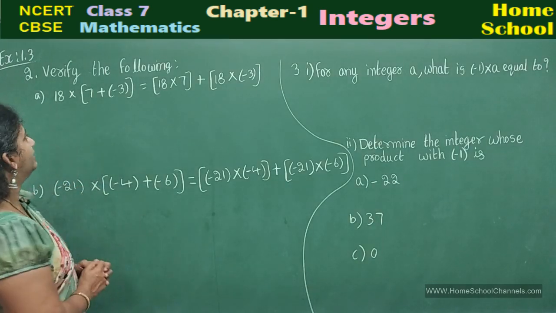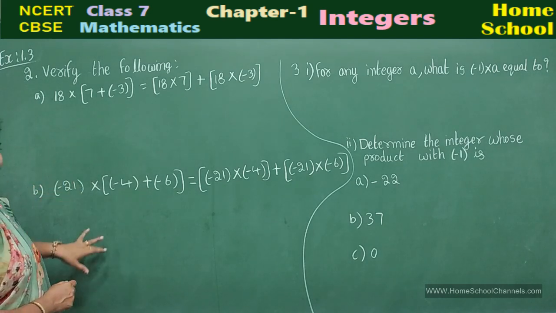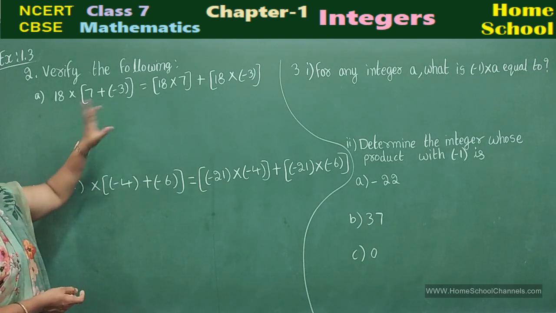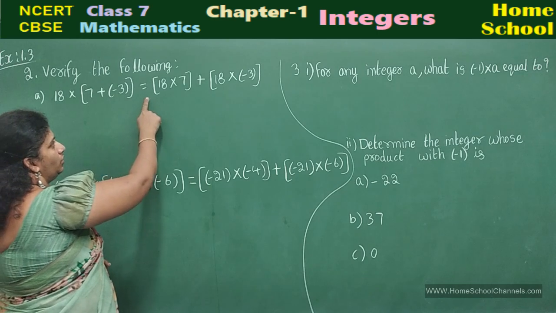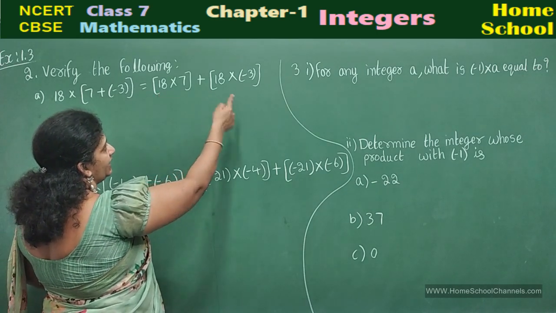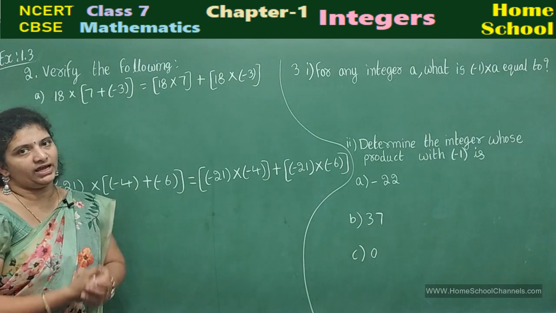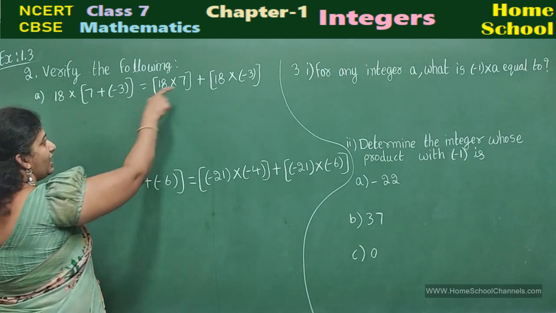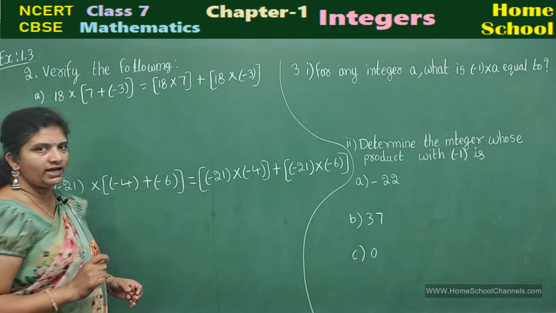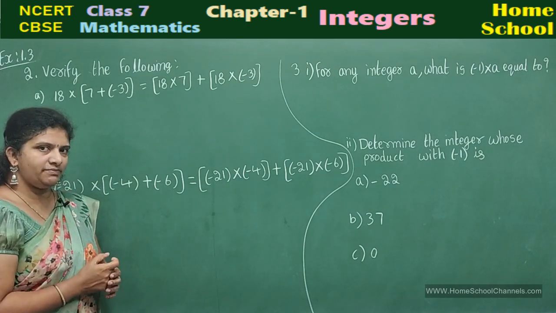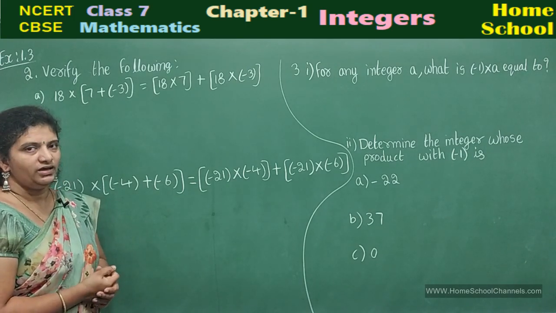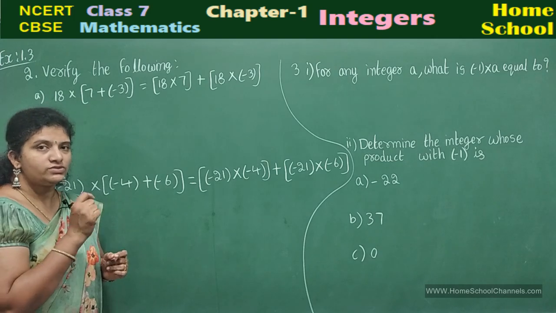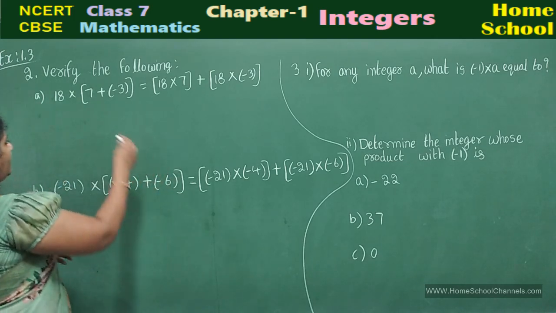Verify the following. You can see 2 sub-questions in this. A. 18 into 7 plus of minus 3 is equal to 18 into 7 plus 18 into minus 3. Verify. What we need to verify? Suppose if you simplify the left hand side and right hand side, do you get both the answers the same? If it is the same, they are equal. If it is not the same, you can say those two are not equal. Okay, we need to solve this and verify. Let us do this one.